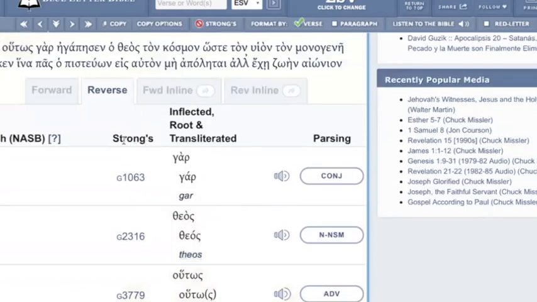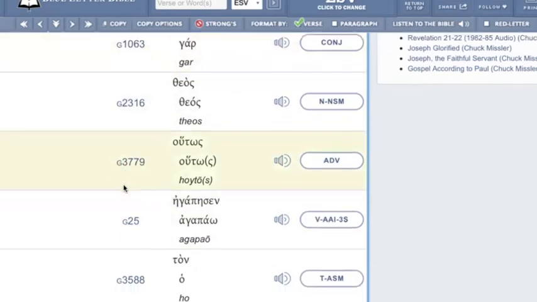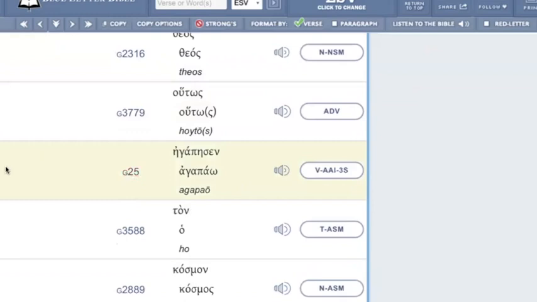Strong was a man who lived, I don't know, probably 100 years ago, and he went through and numbered every different word in the Greek and Hebrew Bible. So if you know the number, you can look up the word. You don't even need to know the Greek or Hebrew, as long as you know the number, which is so great with this website. You don't have to study the Greek and Hebrew. So let's look up the word loved.